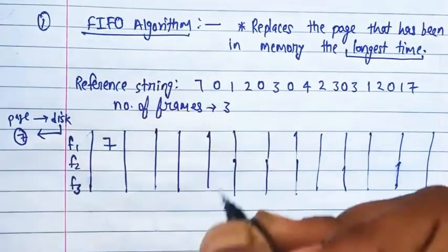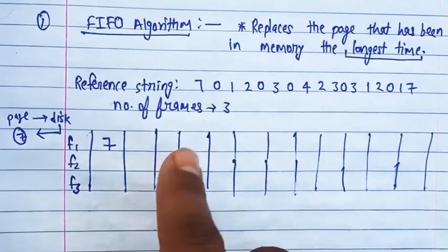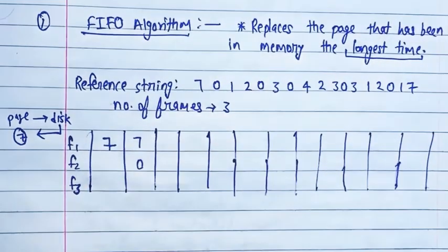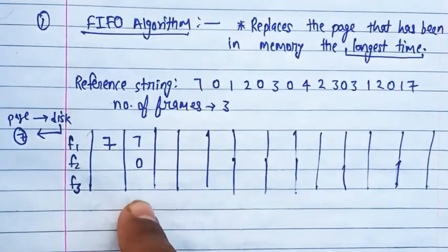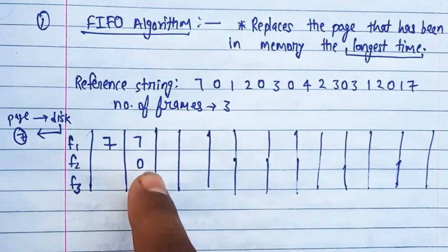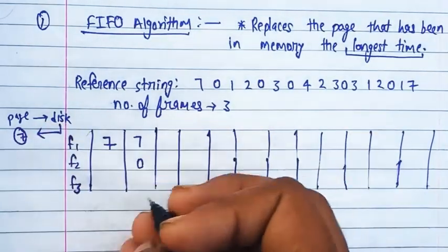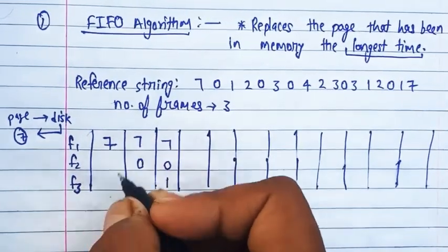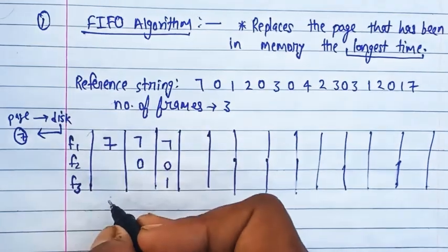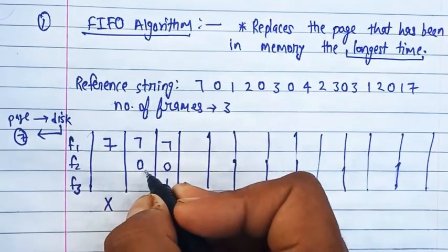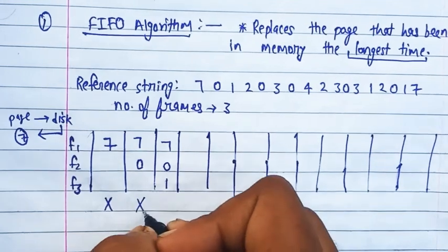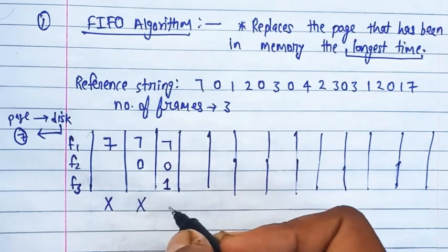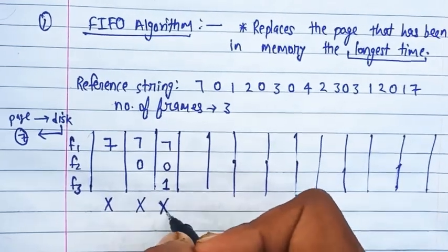So there will be a 7. And again, in the case of 0, 0 is not present here, so there will be 0. Again 1, the 1 is not present here, so we get it from the disk. So 7, 0, 1: there is a fault, because in the starting there was nothing. It means 7 was not there, so there was a page fault. In this case there is no 0, so there is a page fault. And in this case 1 was not present, so in this also there will be a page fault.